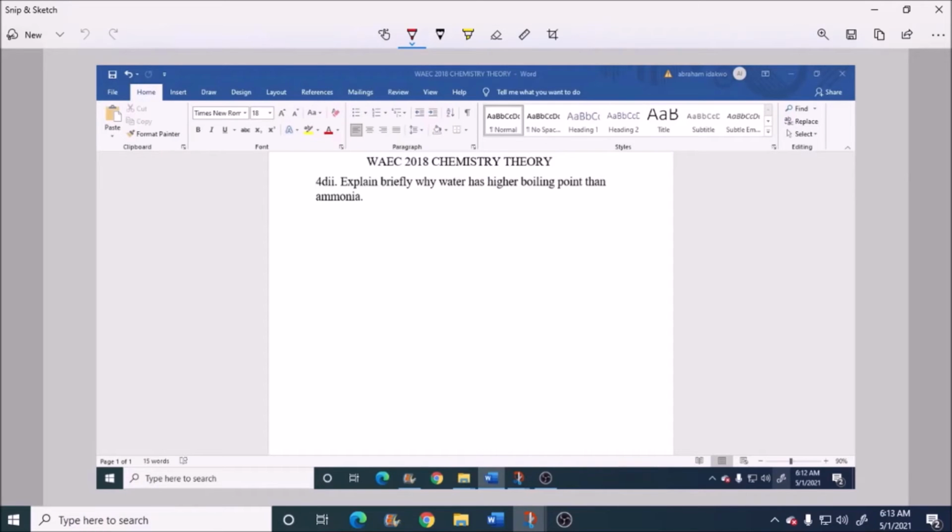That is, there is stronger hydrogen bond in water than ammonia. Then we still have that the oxygen present in water has 2 lone pairs of electrons, while nitrogen has only 1 lone pair of electrons. Then we still mention that oxygen is more electronegative. That is, the oxygen present in water is more electronegative than nitrogen.